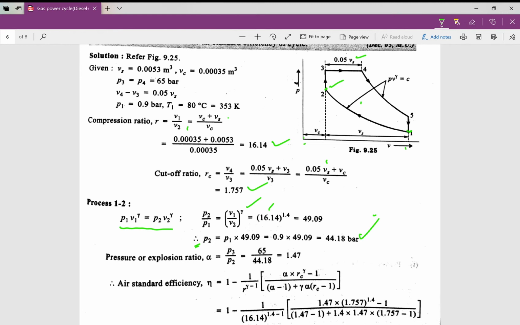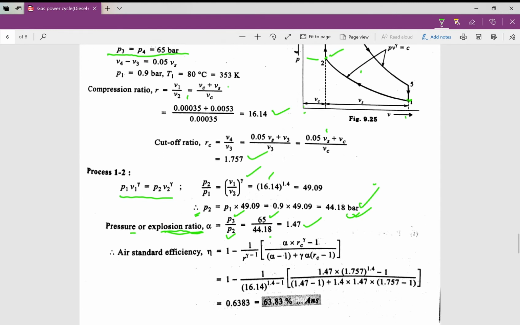Now the next one is the pressure or explosion ratio. Explosion ratio is nothing but pressure at point 3 divided by pressure at point 2, so P3 upon P2. P3, dear students, is already given in the numerical: P3 is equal to P4, 65 bar. Just put the calculated value of P2 over here, and we can get the pressure or explosion ratio.